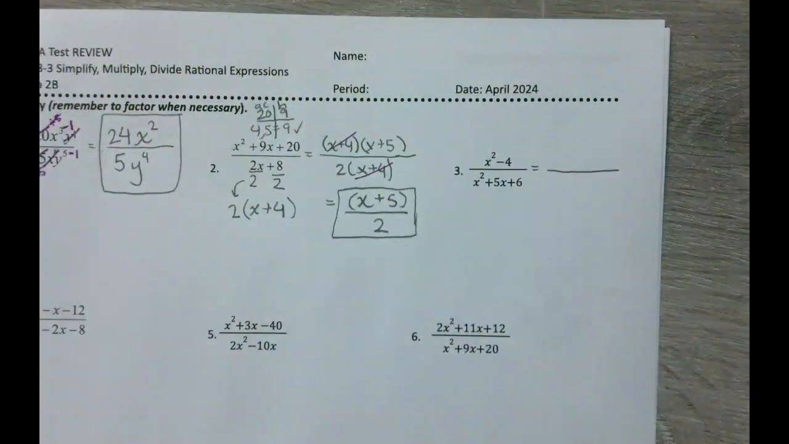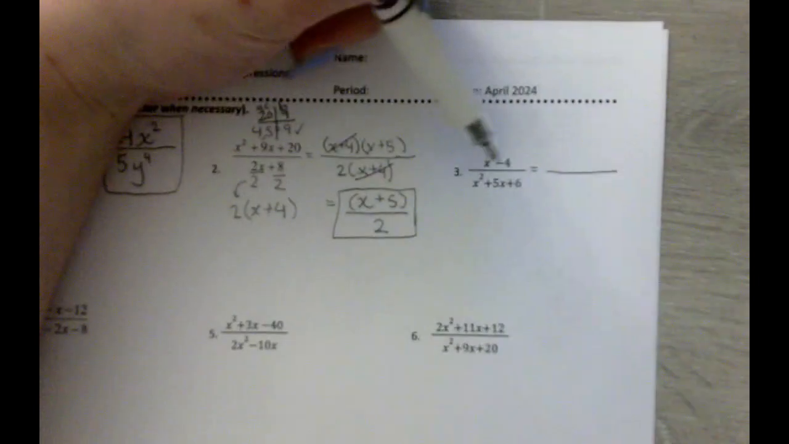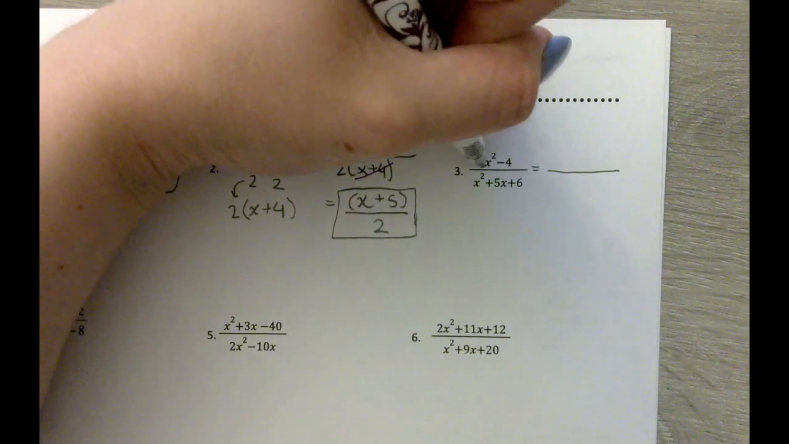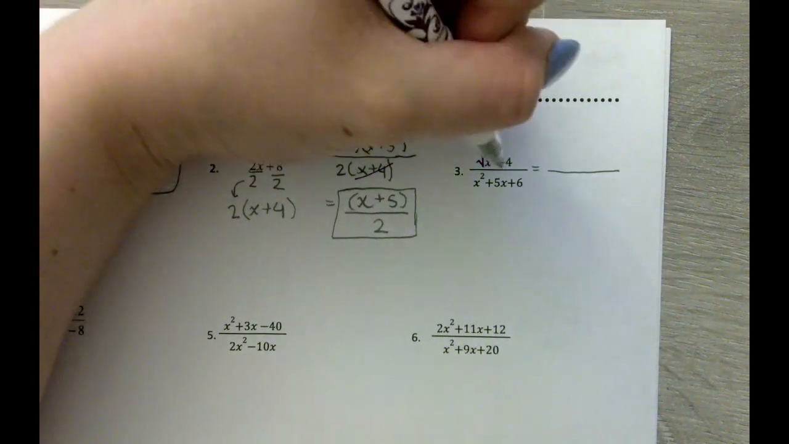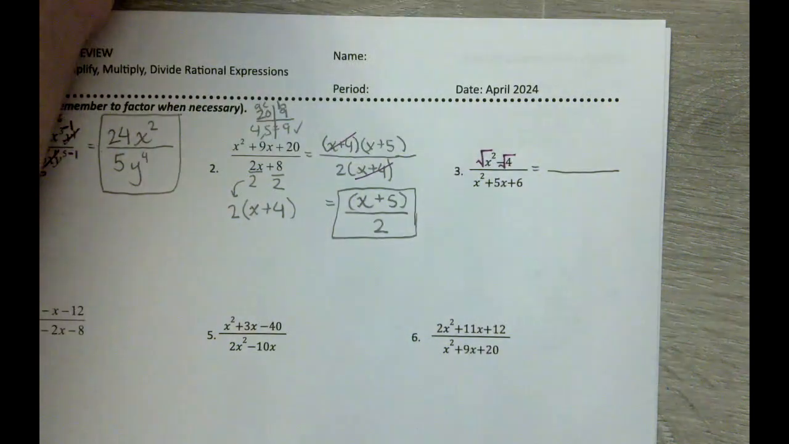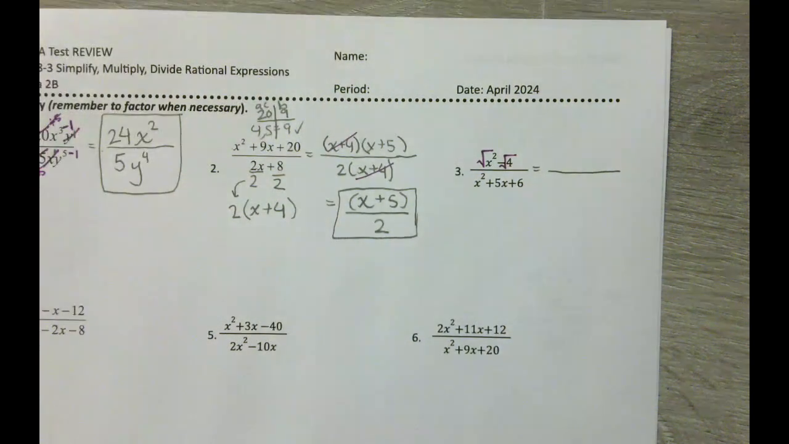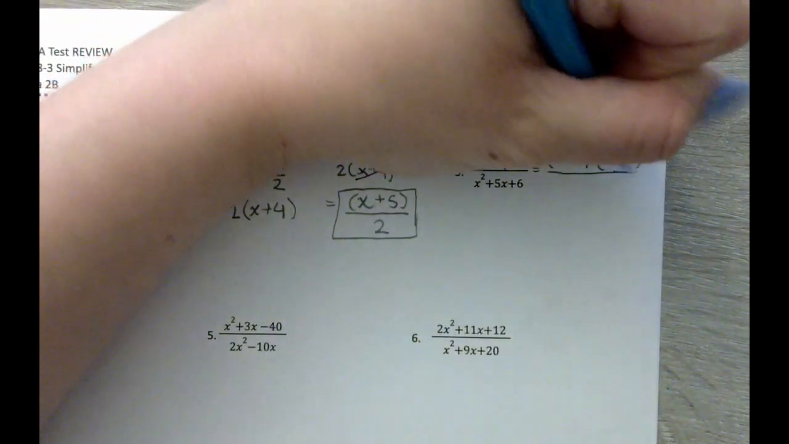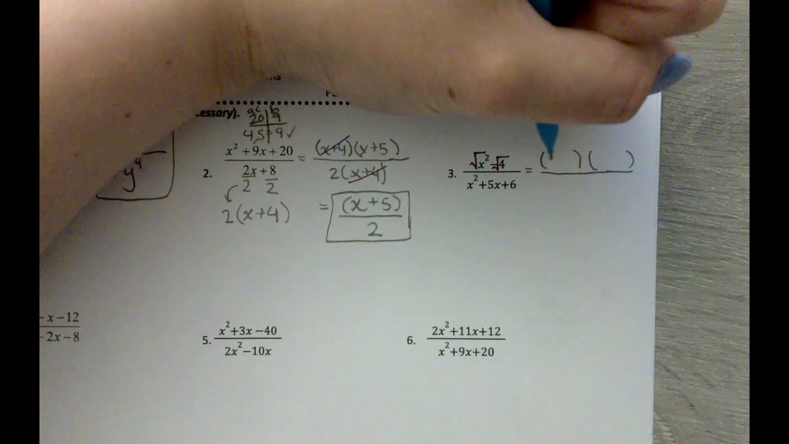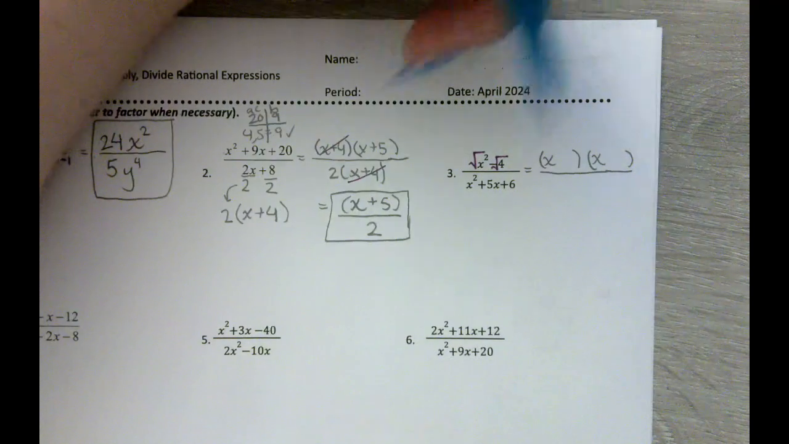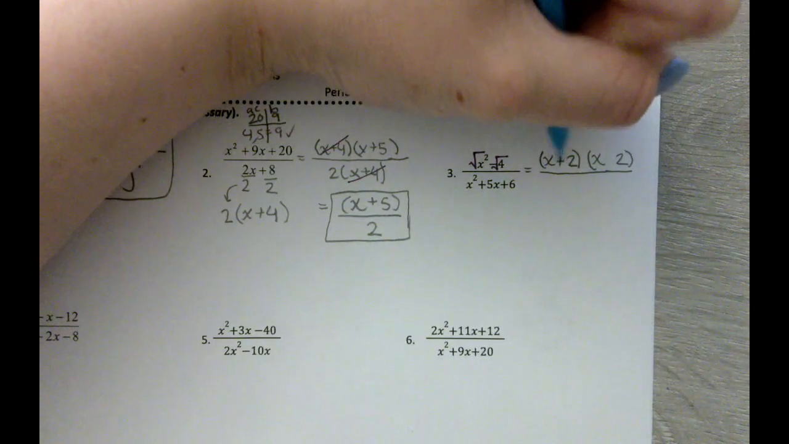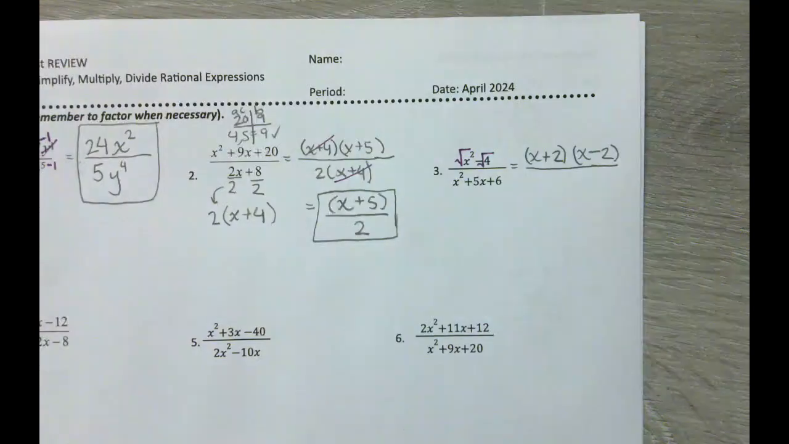X squared minus 4, you should be in the habit by now, hopefully, of recognizing this is a difference of squares. X squared can always be square rooted. It's got a square on it. And then 4 is a perfect square. Its square root is 2. So when we set up our factors, we've got 2 of them. Square root of x squared is x, so that's going to go in the front. Square root of 4 is 2, that's going to go in the back. And you need one with a plus and one with a minus.